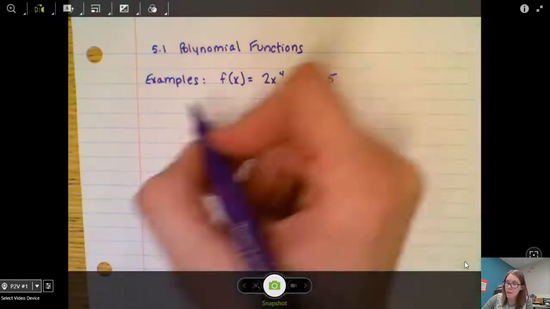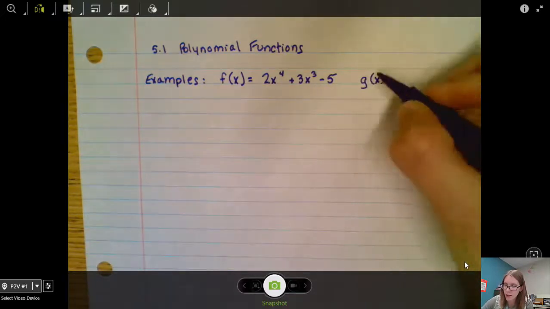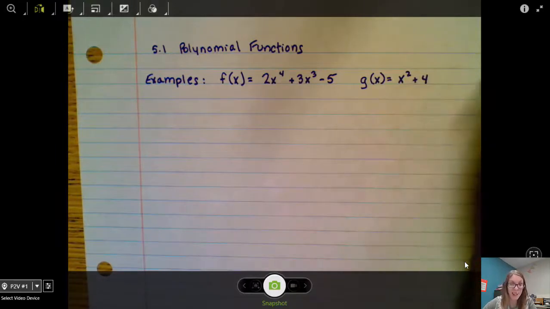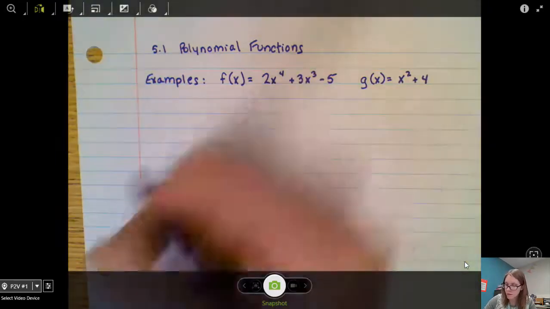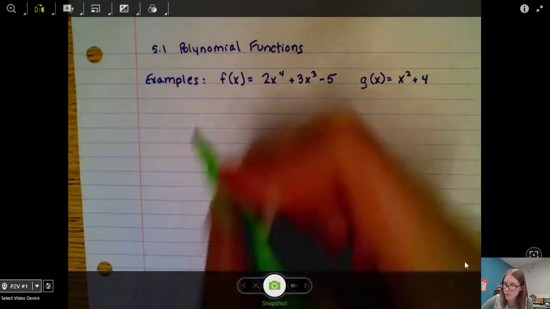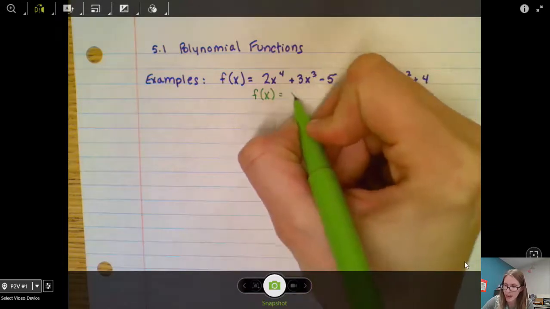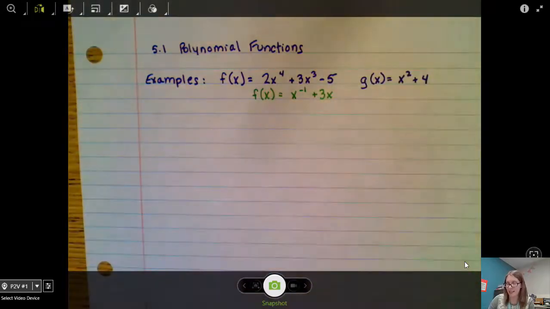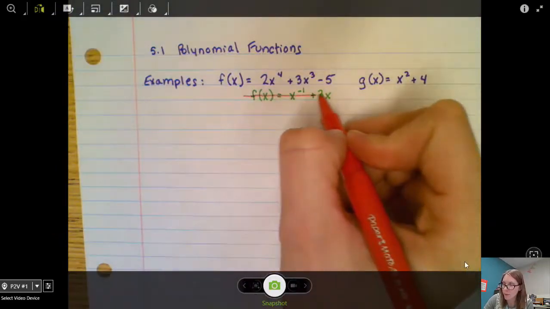Okay. Another example, the function g of x equals x squared plus 4. That's a polynomial function. Now this guy, f of x equals x to the negative first power plus 3x is not a polynomial function because I have that negative power.